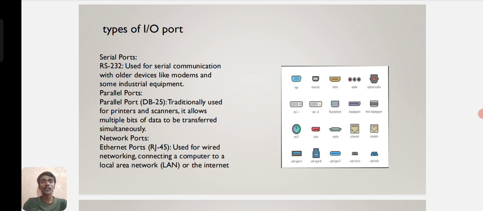Next slide. Types of input output ports. First is a serial port. In serial port, RS-232 is used for serial communication with older devices like modems and some industrial equipment. In the next one, parallel ports. In parallel port, DB25 is traditionally used for printers and scanners. It allows multiple bits of data to be transferred seamlessly. Next one is network ports. Ethernet ports, RJ45, used for wired networking, connecting a computer to a local area network, LAN, or the internet.